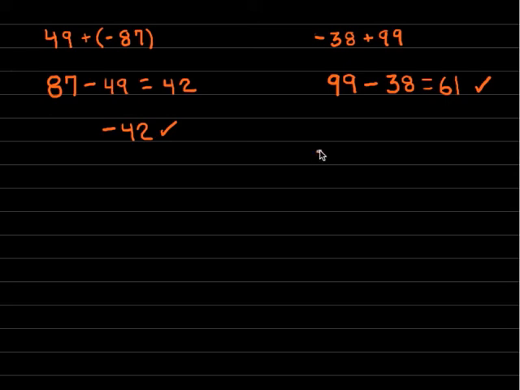What if I had negative 57 plus 103? Now I take the larger absolute value, that's going to be 103. I subtract the smaller absolute value, that's 57. 103 minus 57 is 46. Because the positive number had that larger absolute value, my answer is positive. I'm finished. So that's something else you might notice to make your work a little easier.